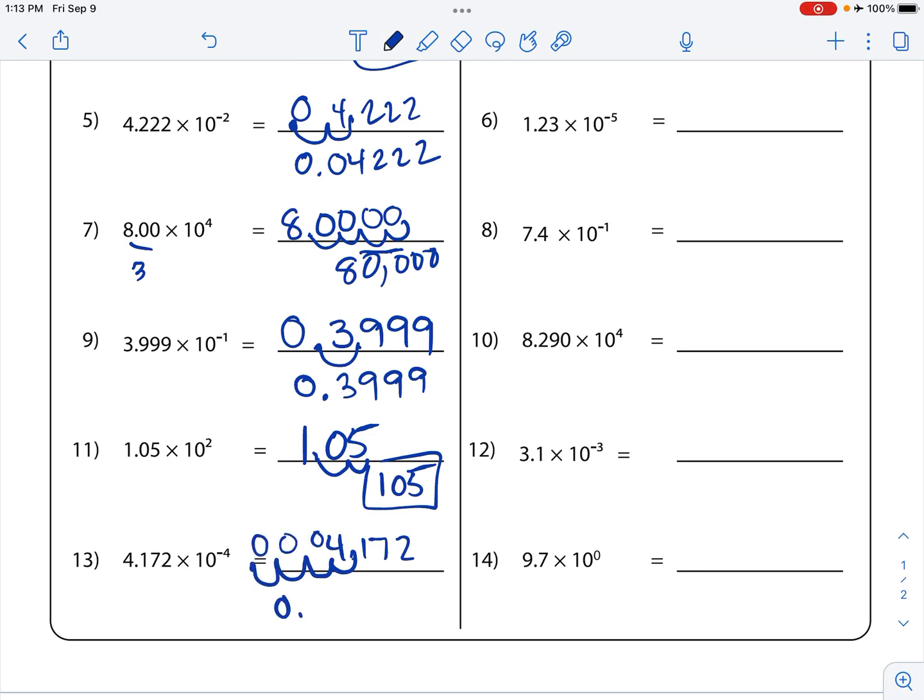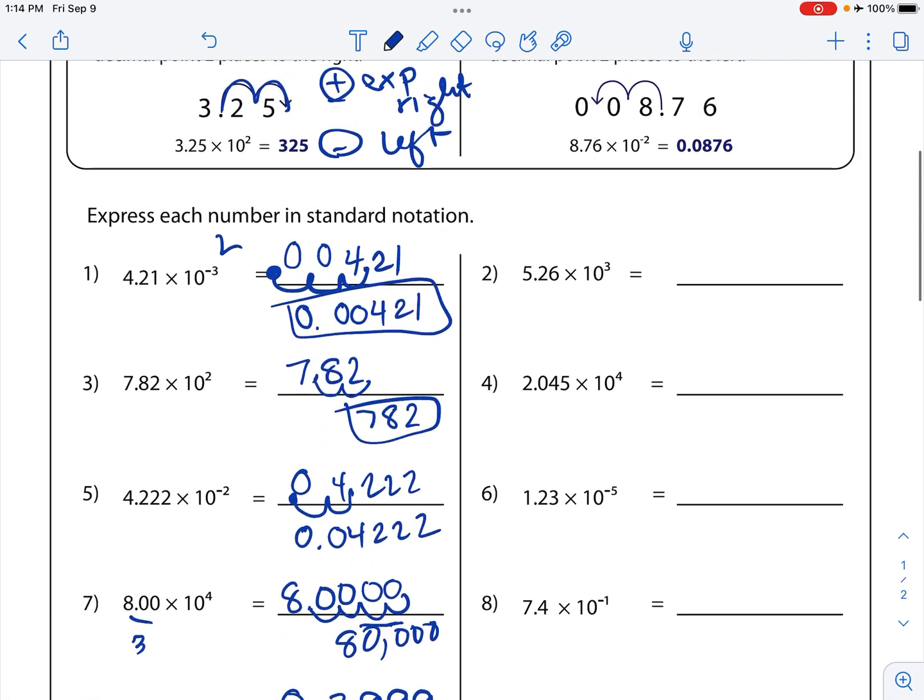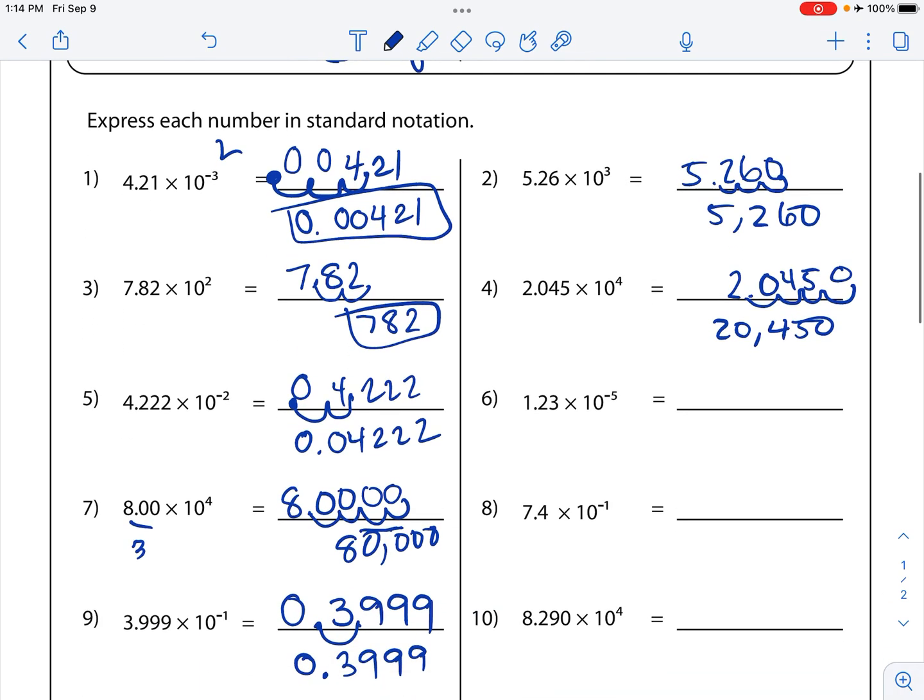So to clean it up, 0.0004172. Small number. 5.26 times 10 to the third, 1, 2, 3 spots to the right. Fill in that 0, 5,260. 2.045 times 10 to the 4th, which means we move 1, 2, 3, and then an additional. So we clean it up to get 20,450.